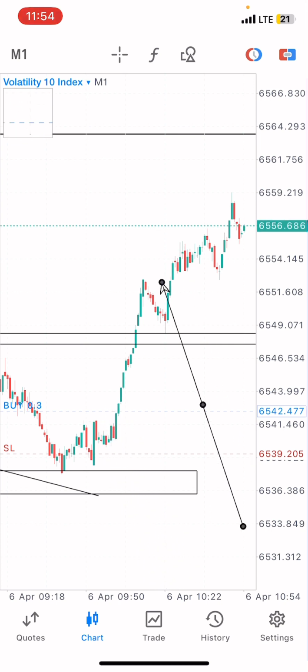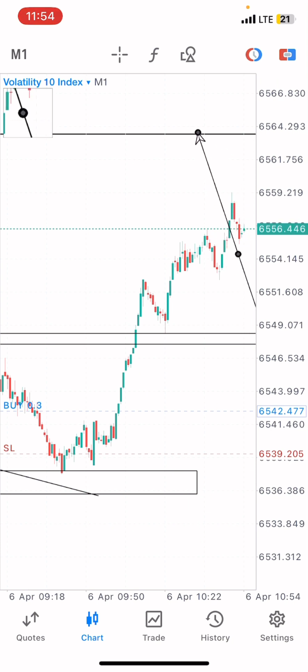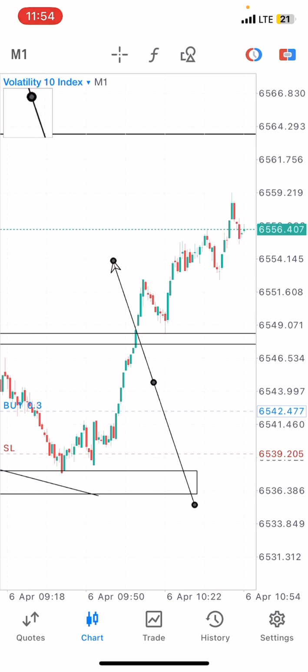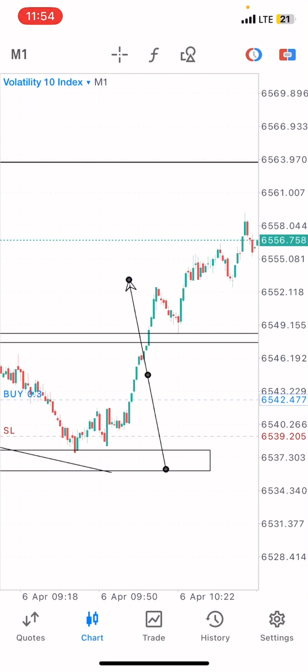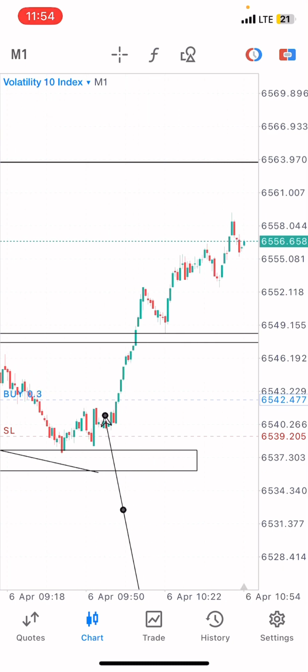You can see the market is still moving in good profit. My first profit target is at this point. Let's see how the trade plays out, and you all can see the trade is already moving nicely.